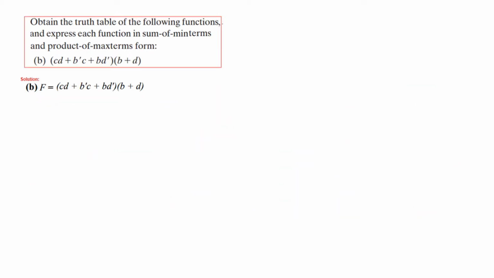Now we start question part B. So this is the question, and we have to find the truth table and find the sum of min terms and product of max terms. So here's a note. Whenever there are dash terms, like here we have b dash and d dash, it is better to write the truth table with some gap.